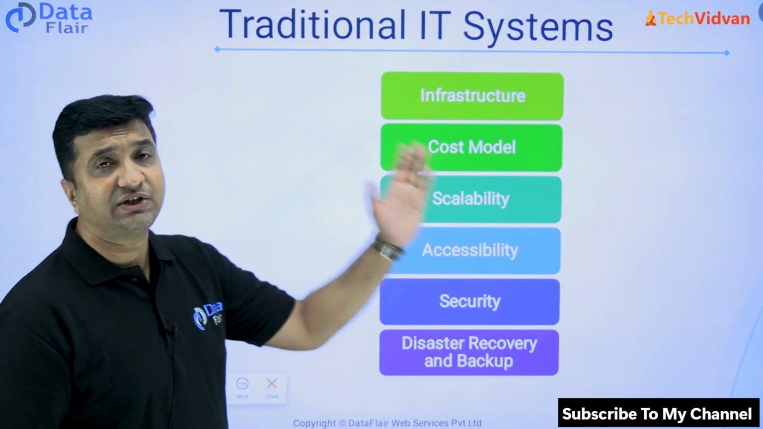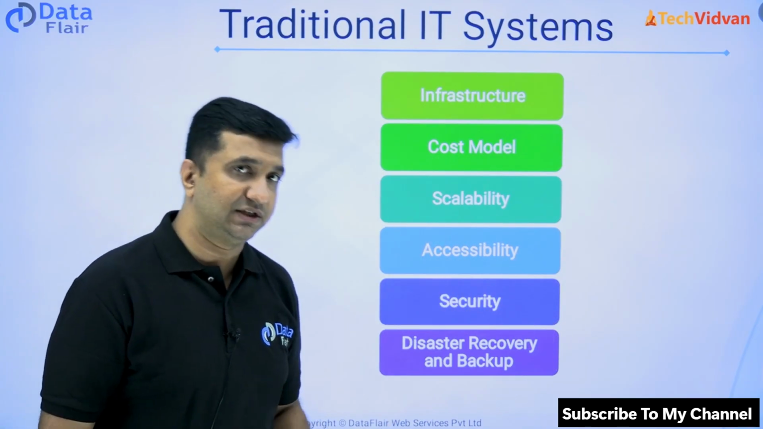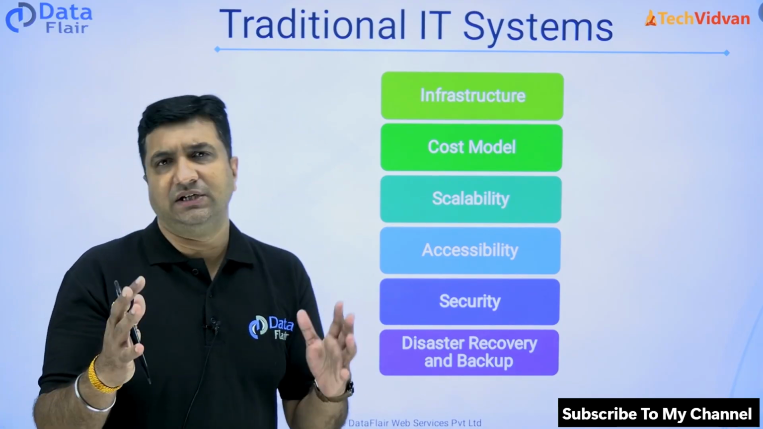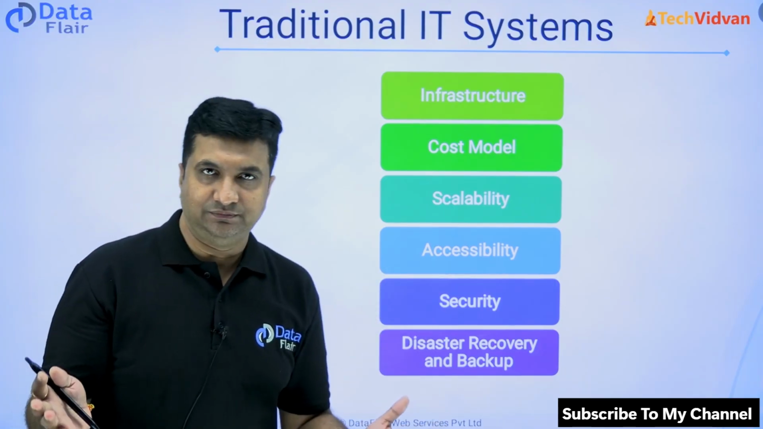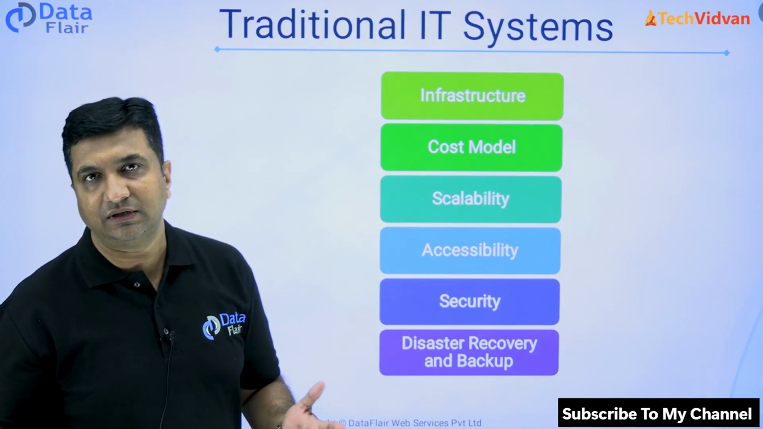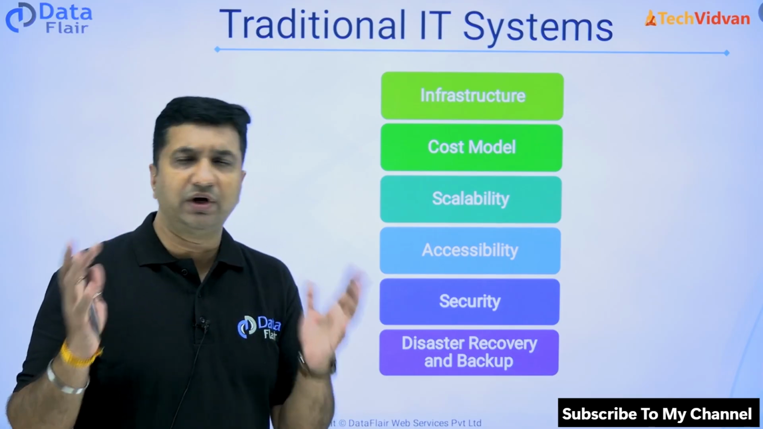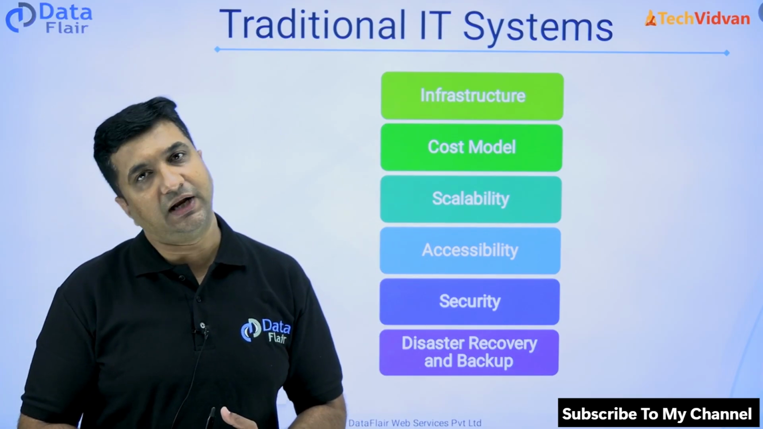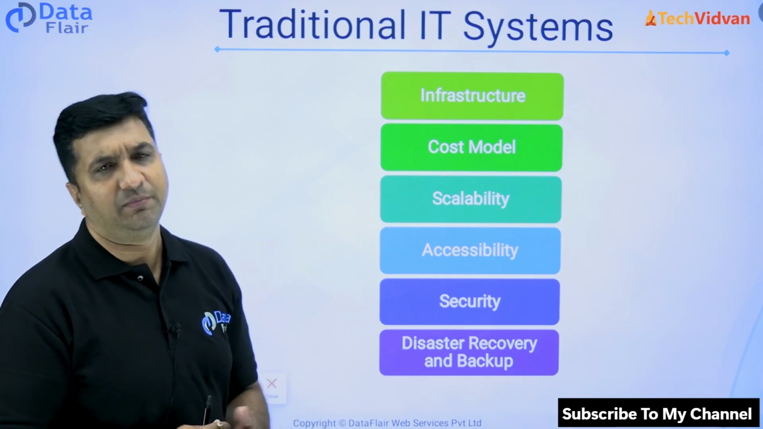All right. Let's talk about the traditional IT system and its characteristics. When we talk about traditional IT systems, just imagine we have compute servers, database servers, storage systems, and networking equipment, and here are some of the characteristics of traditional IT systems. Let's talk about them one by one.